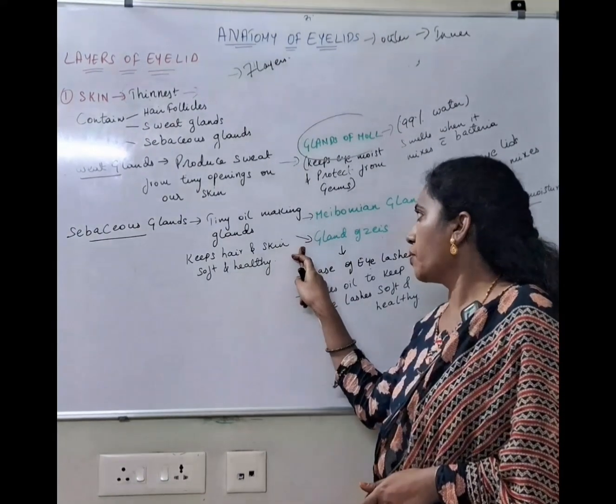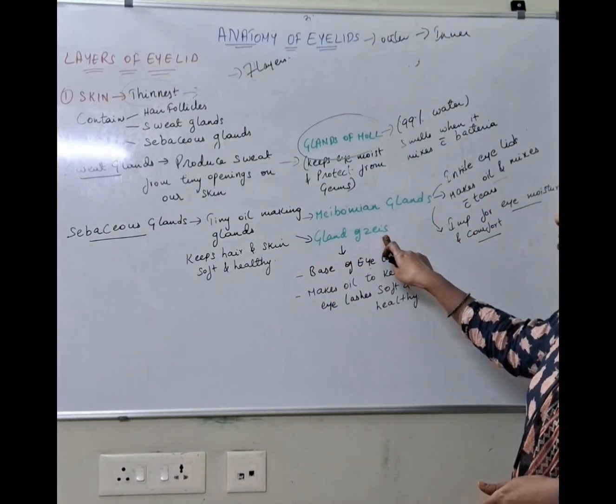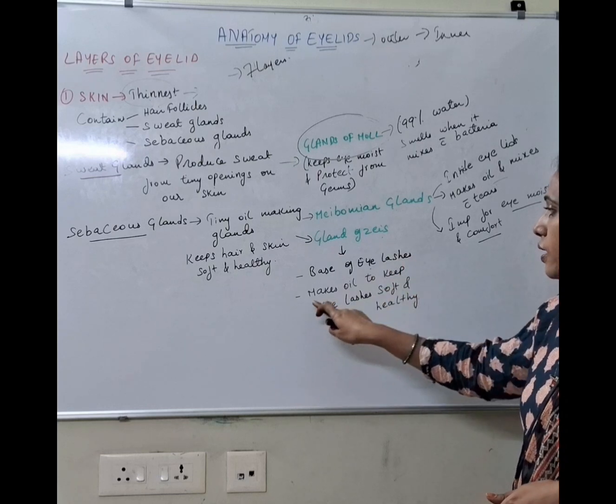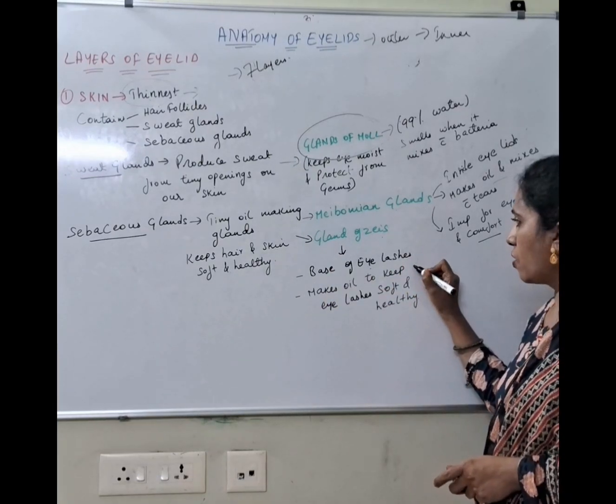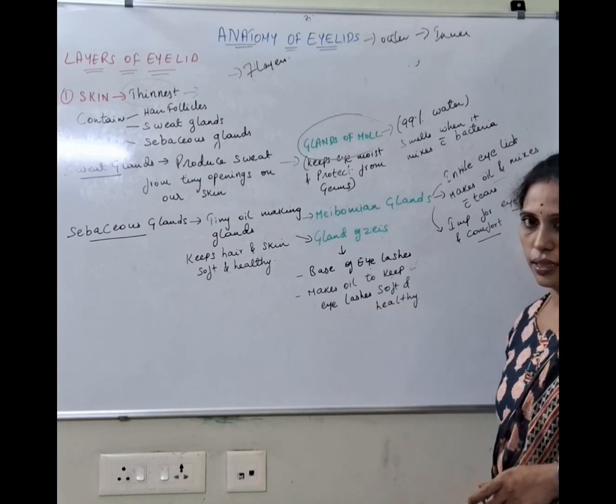Coming to the next sebaceous gland present in the eyelid, it is nothing but the gland of Zeis. These glands are present at the base of the eyelashes. Its main function is also to make oil to keep the eyelashes soft and healthy.